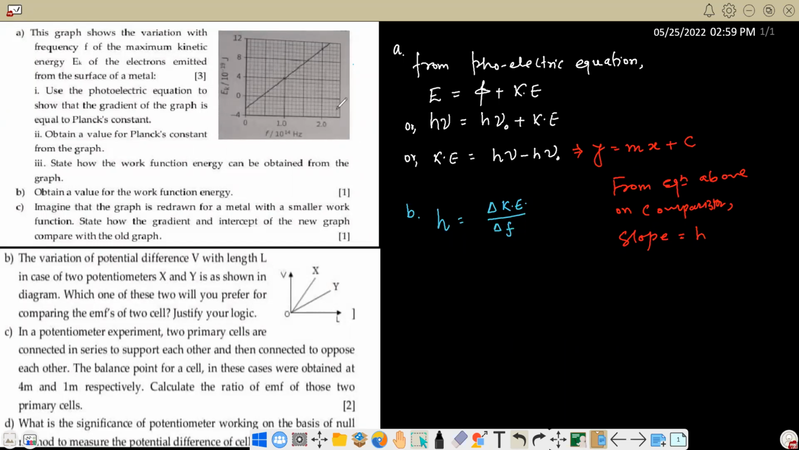Okay, I believe this is not question number B, rather this is second. Okay, this is second number. So let us look at third number as well. Third number ma ke cha bhane state how work function energy can be obtained from the graph.